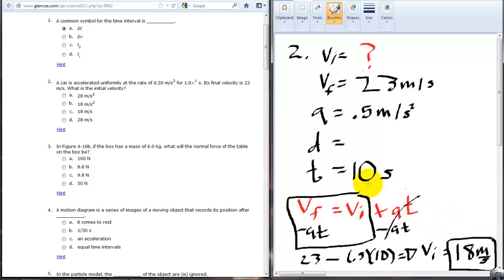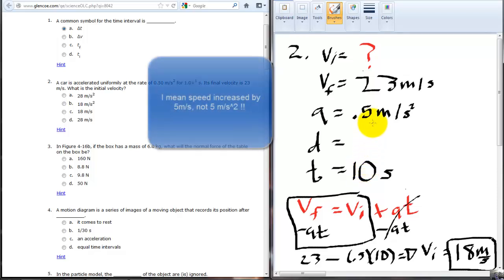Okay, and that should make sense. If you're accelerating at a rate of 0.5 meters per second squared, that means your speed is increasing by 0.5 every second. And if that lasts for 10 seconds, then your speed has increased by a grand total of 5 meters per second. So if you ended at 23, you must have started at 18. Very good. Okay, let's do the next one.